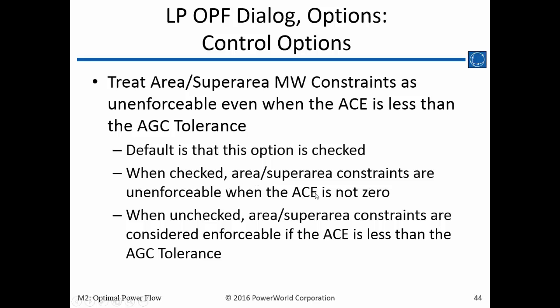And so yeah, it's going to try to get them exactly 0. But if you want it to have just a little bit of wiggle room, then you can uncheck that box, and a constraint will be considered enforced as long as the ACE is less than the AGC tolerance. So it kind of treats it then as an inequality constraint. But normally the LP is going to treat the export constraints as equality constraints, and it's pretty good at that. So I don't think you need to change the default, but if you want to, you can.